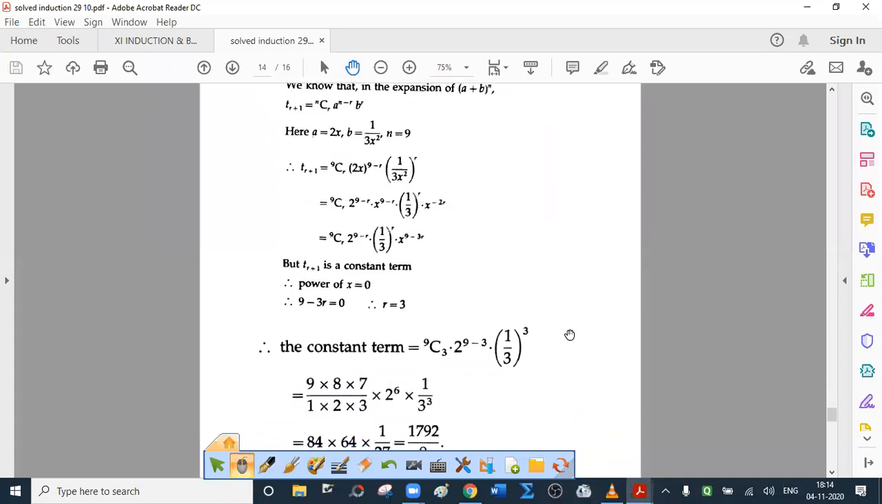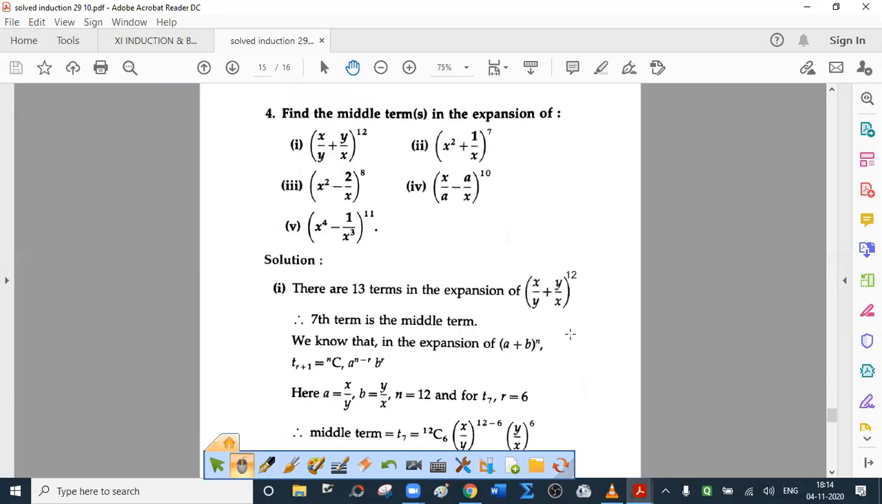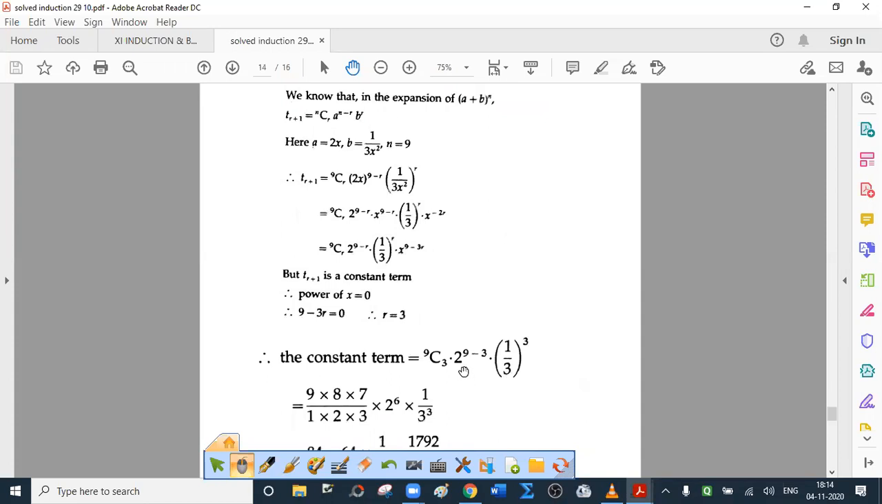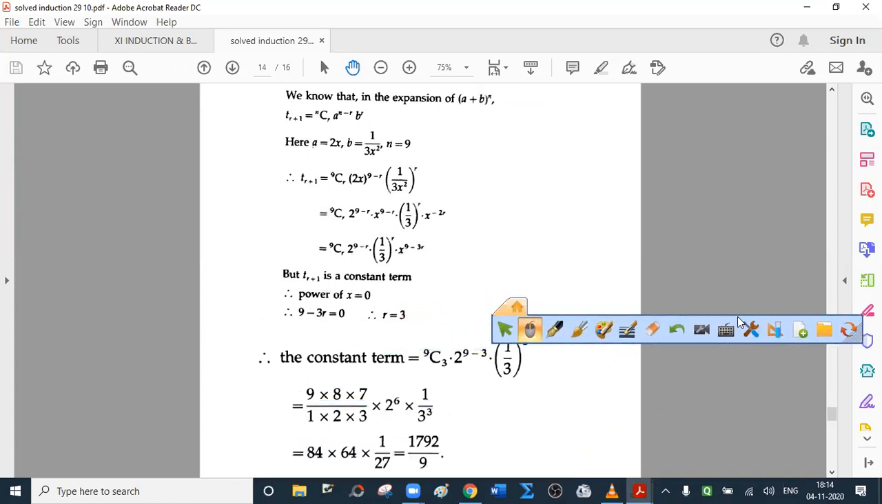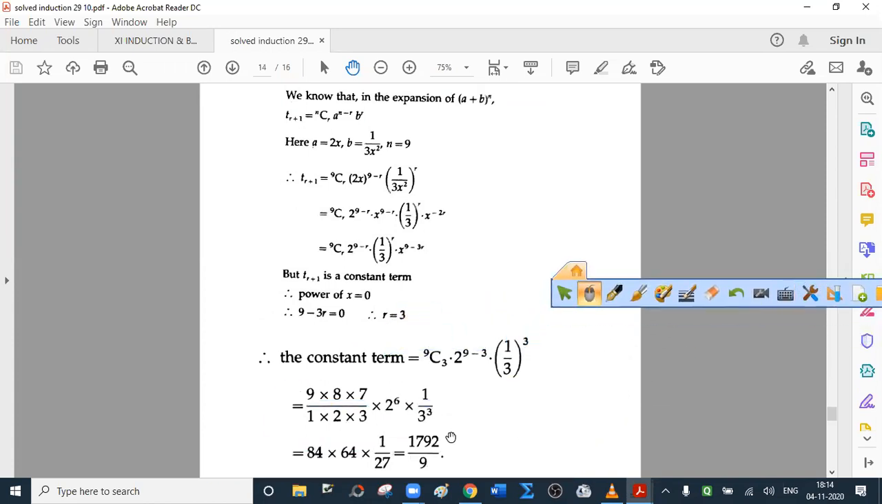So which is the constant term then? 9c3, 2 raised to 9 minus 3 into 1 upon 3 cube. On simplification, I get 1792 upon 9 as the constant term.